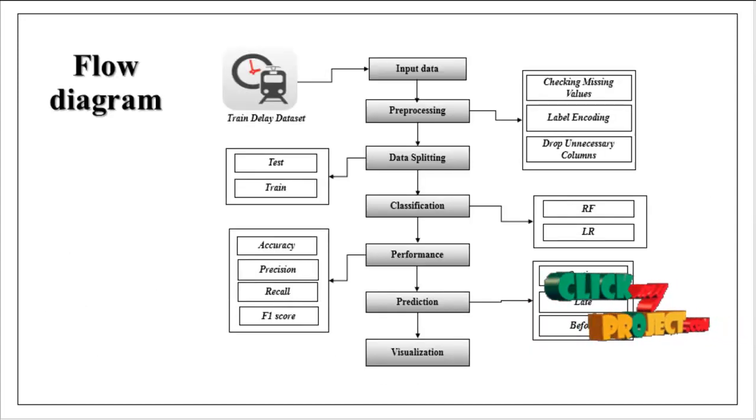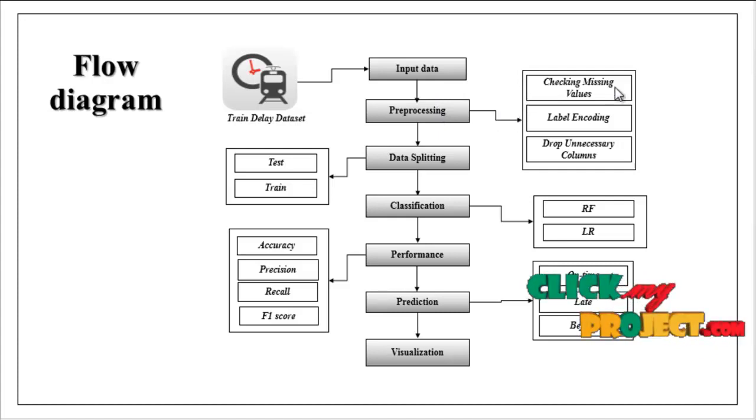This is the flow of our project. First, we take the train delay dataset, which is a time series dataset collected from dataset repositories like Kaggle, GitHub, and so on. Then we read our collected input data using the pandas package. The selected data is then carried out to the pre-processing step.